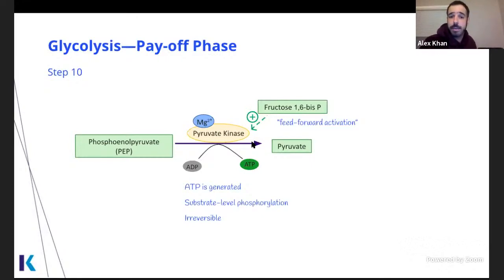And that's the same thing. Fructose 1,6-bisphosphate is basically the people at the grocery store standing behind me being like, yo, let's go, we got some stuff building up here.